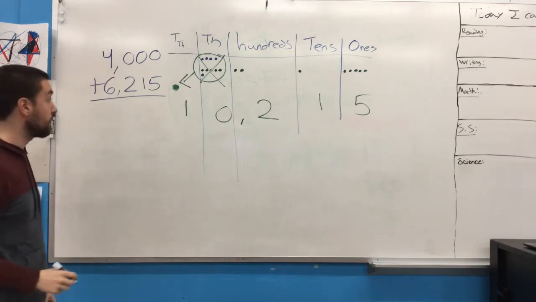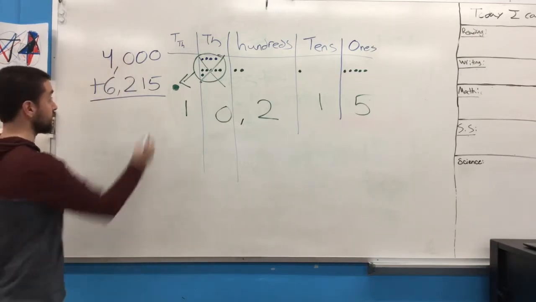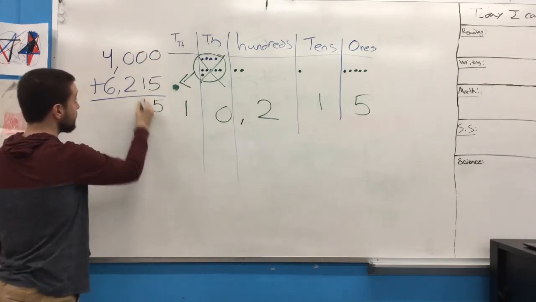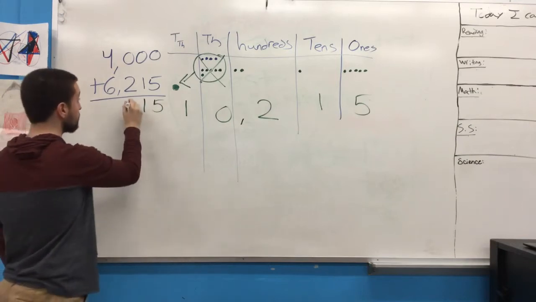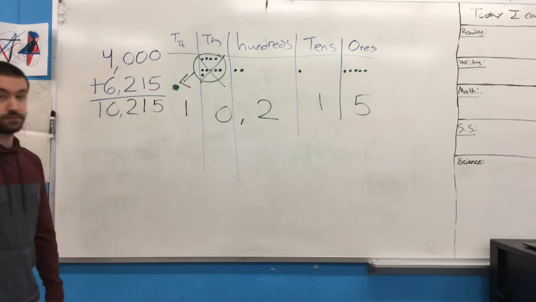So now my answer for the first question there is 10,215. If I were to check it over here doing my standard algorithm, I'm going to get the same answer. 0 plus 5 is 5. 0 plus 1 is 1. 0 plus 2 is 2. And 4 plus 6 is 10.